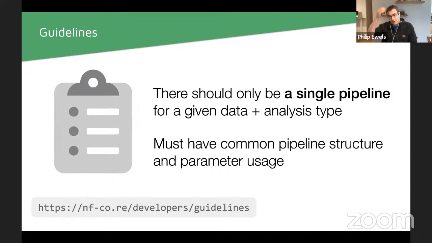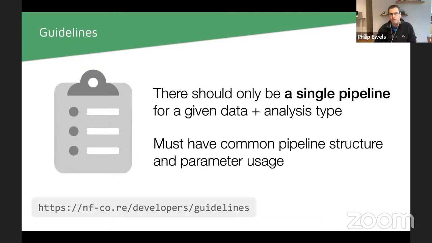The other thing is that every pipeline should have a common pipeline structure. Like I say, Nextflow is very, very flexible. You can write your pipeline in a lot of ways, but NF Core pipelines must have a common structure and we have a standard way of using parameters. For example, snake case, not camel case, and stuff like this.